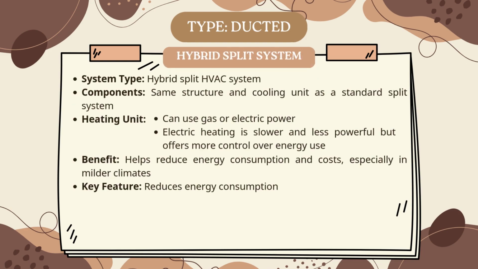The next system is the hybrid split system. It looks similar to the standard split system, but it has one advantage. The heating unit can operate using either gas or electricity. Electric heating saves energy, while gas heating provides faster heating. This hybrid system helps reduce overall energy consumption and cost, especially in climates that are not extremely cold.